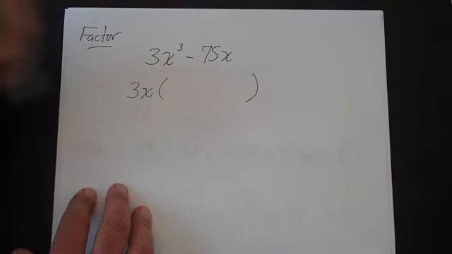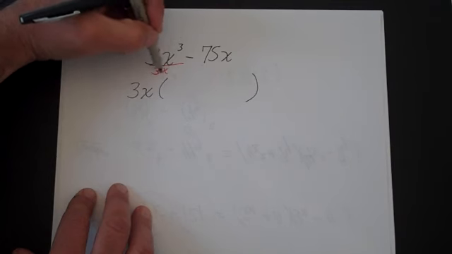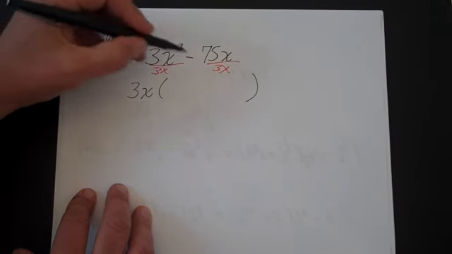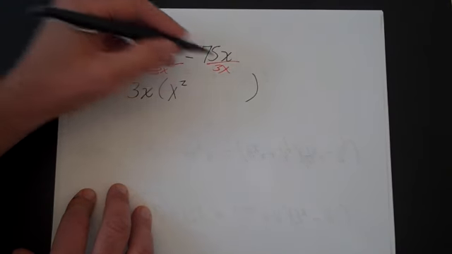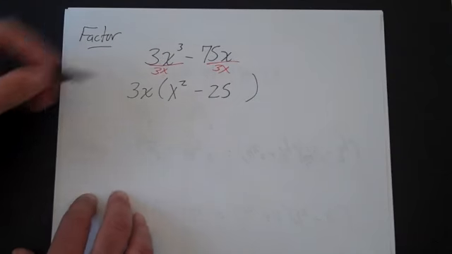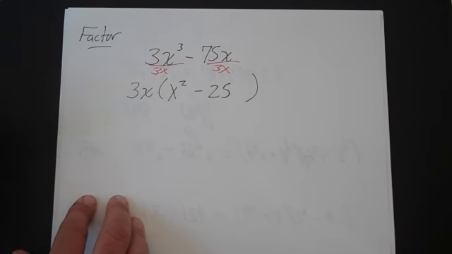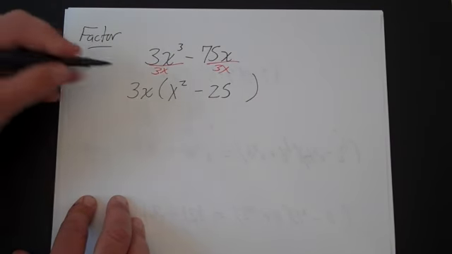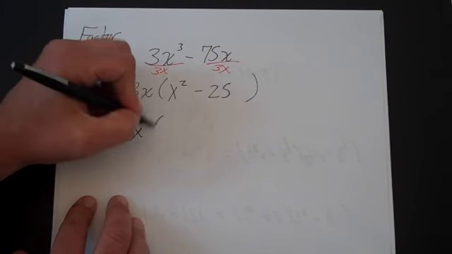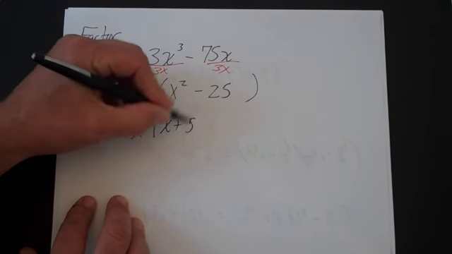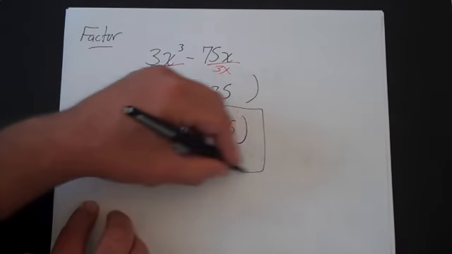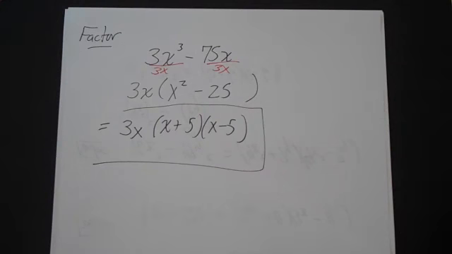And if we factor 3x out, then we're going to divide everything by 3x. The 3's cancel, that becomes x squared. The x's cancel, that becomes 75 divided by 3, that's going to be 25. And then x squared minus 25, that's the difference of two squares. So your final answer is going to be 3x times x plus 5, x minus 5. And that's how you do the factoring of difference of two squares.